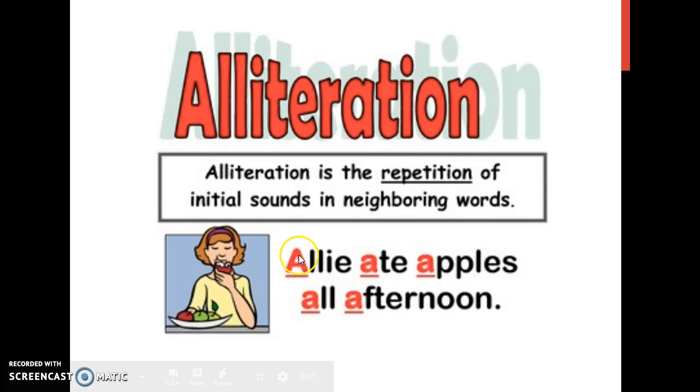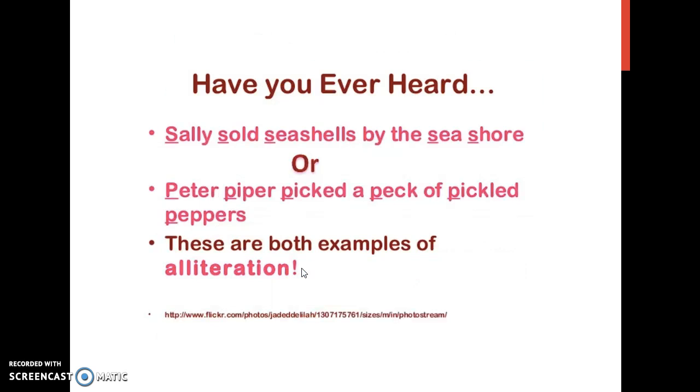But just because this example shows an A, which is a vowel, it does not need to be a vowel. For example, have you ever heard of Sally sold seashells by the seashore, or Peter Piper picked a peck of pickled peppers? They're both examples of alliteration, and notice that the sounds repeating at the beginning of these nearby words are also consonants. So again, not just vowels.